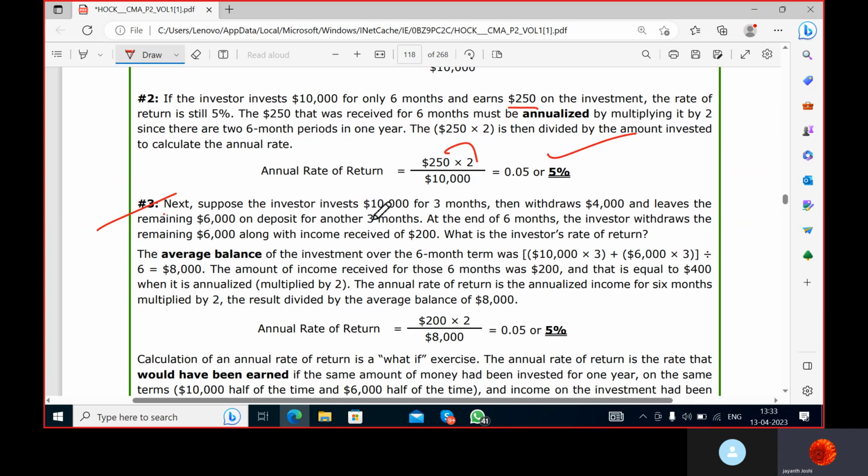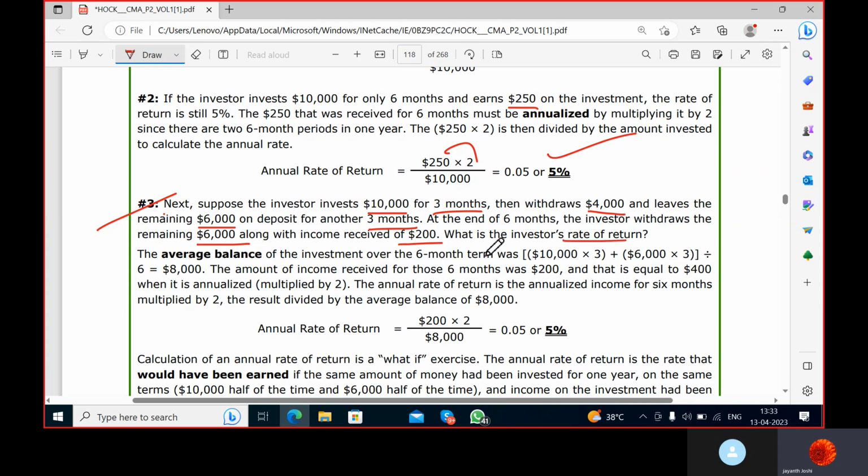So he invested $10,000 for 3 months, then withdraws $4,000, leaves 6,000 on deposit for another 3 months. At the end of the 6 months, the investor withdraws the remaining 6,000 along with income received of 200. What is the investor's return?